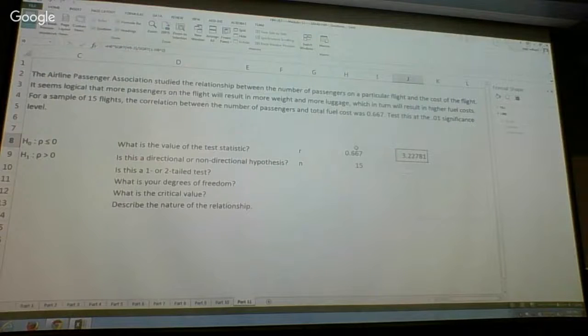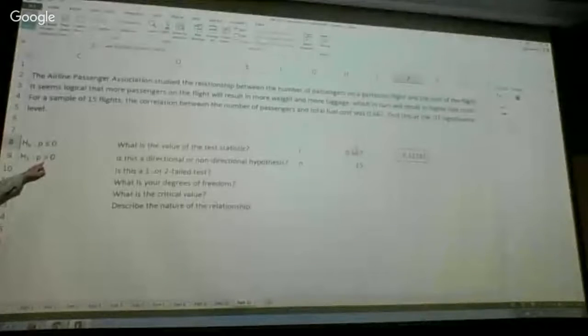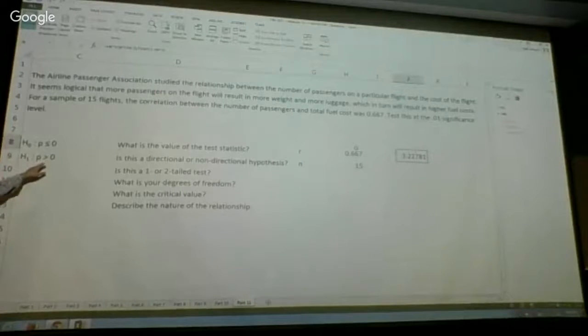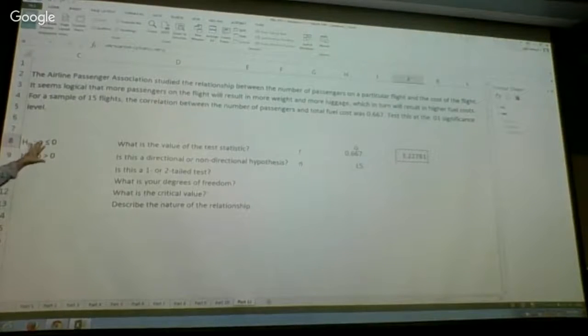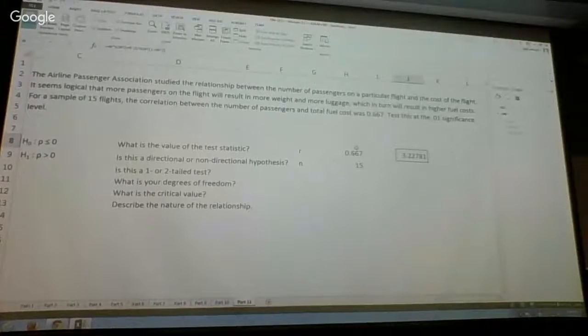97. Is this a directional or non-directional hypothesis? Directional. How do you know? Because there are directions in hypotheses. Yep, these are also hypotheses. Hypotheses are everywhere, and they all have directions. So it's a directional hypothesis. How many tails are there in a directional hypothesis, James? One.